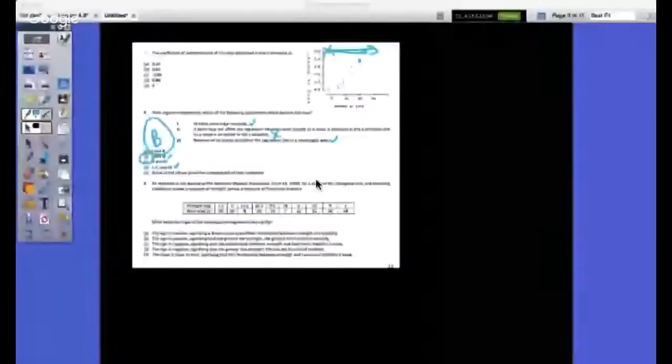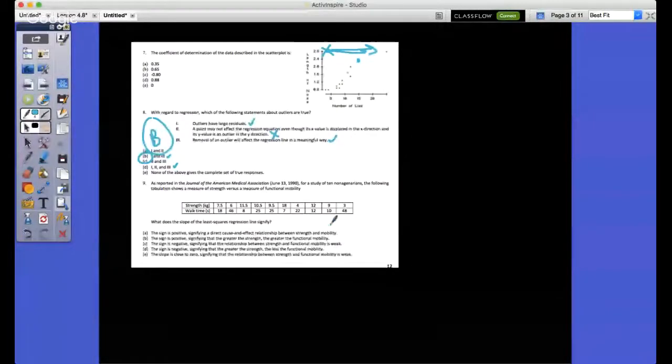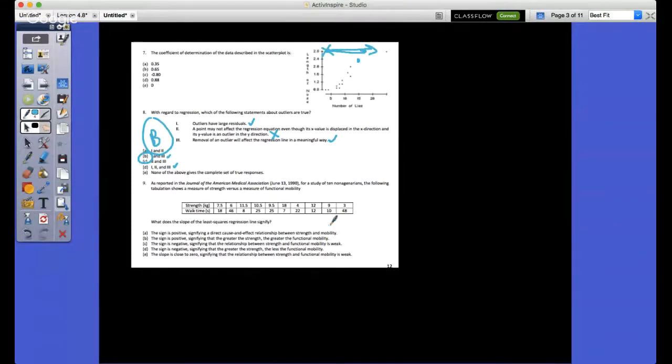The next one is number 9. All right, number 9. As reported in the Journal of the American Medical Association for a study, the following tabulation shows a measure of strength versus a measure of functional mobility. What does the slope of the LSRL signify? Okay, so I would put this into L1 and this one into L2.